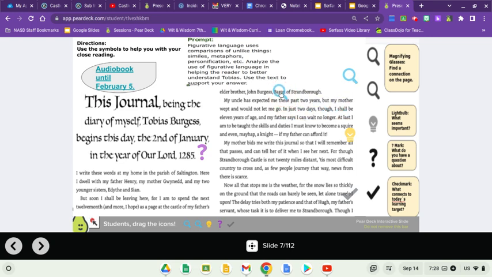Ooh, I like that word, Baron. And who's the Baron? John Burgess. My uncle had expected me these past 2 years, but my mother wept and would not let me go. In just 2 days, though, I shall be 11 years of age, and my father says I can wait no longer. At last, I am to be taught the skills and duties I must know to become a squire, and even mayhap a knight if my father can afford it. Well, there's that combination of money and hierarchy again. I'm going to put my yellow light bulb right there.